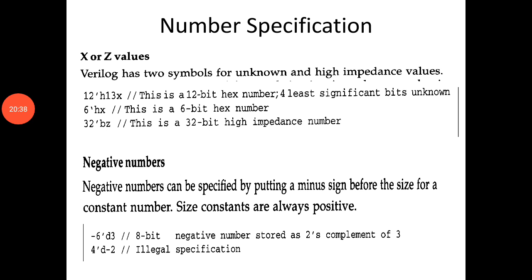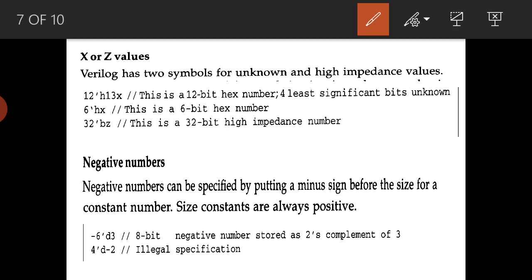So while specifying the numbers, you'll use some other notations. Notations in the sense, as we are saying here, x and z values. x means unknown, and z means high impedance. So this is x and this is z.